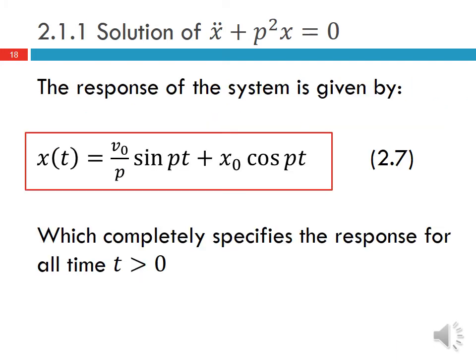So the response of the system is given by the expression here. x of t is equal to v naught over p sine pt plus x naught cosine pt. And this completely specifies the response for all time greater than 0, given the initial conditions and the natural frequency of the system.